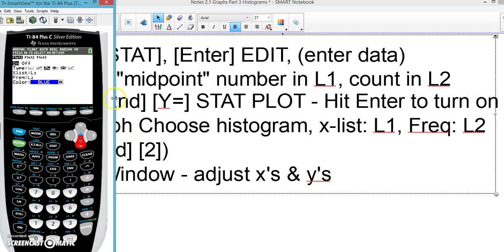And then for frequency, I would tell it second 2. Now if I hit graph right now, it's going to give me an error because there's nothing in there. But after that, I would go to my window and adjust my X's and my Y's, keeping in mind that my X's is the range of values. So for a test example, it would be the range of the highest and lowest test values, and then my Y values would be the frequency, so how often I got those test values.